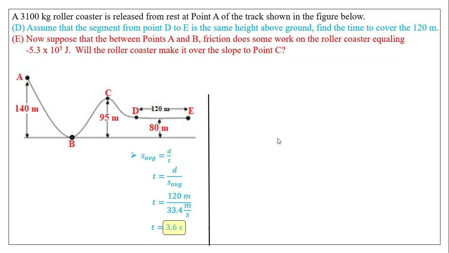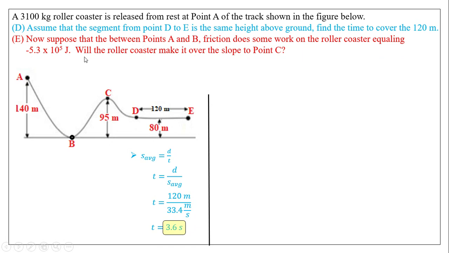Now, part E, I think, is a bit more challenging. Part E says, now suppose that from A to B, friction does some work on the roller coaster equaling negative 5.3 times 10 to the fifth joules. You notice here the negative sign, right? All of a sudden work due to friction is present. When friction is present, mechanical energy is taken away from the system. It goes into other forms of energy, such as heat, vibration, whatever it is.